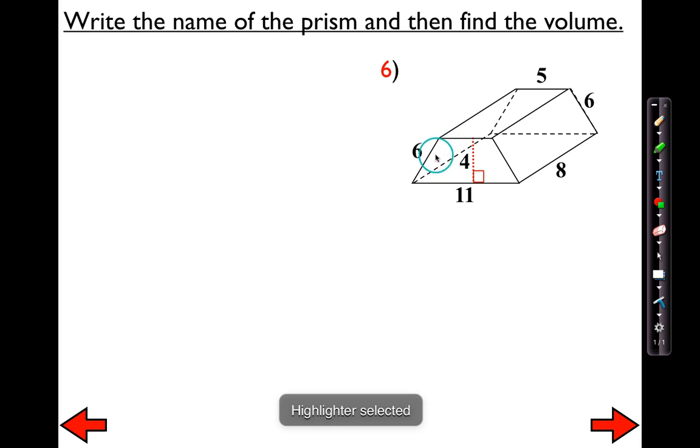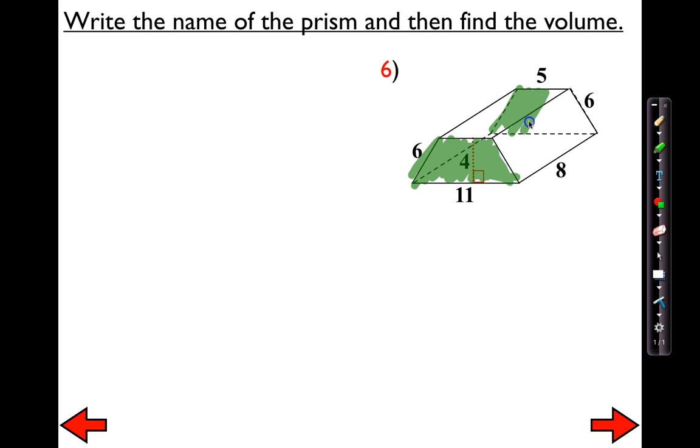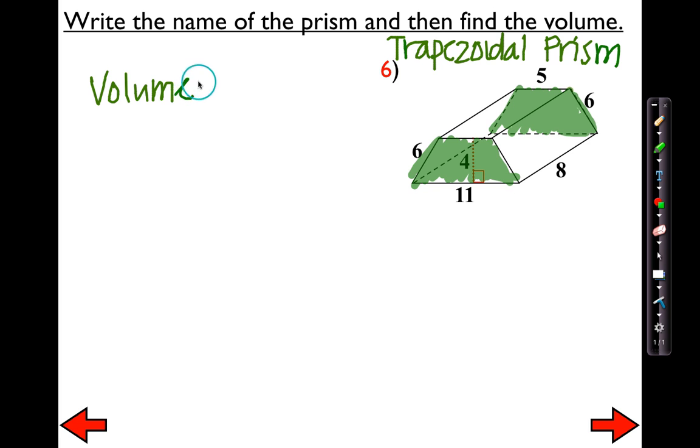Okay, what about number 6? Again, it's going to be a good idea to first start with what is the shape of our base. Okay, the shape of our base is a trapezoid. So that's good to know because now I'm going to write my formula. The volume, forgot, let's name it so that we know. It is a trapezoidal prism. Okay, so we're going to find the volume by finding the area of the base, and we're going to multiply it by the altitude.